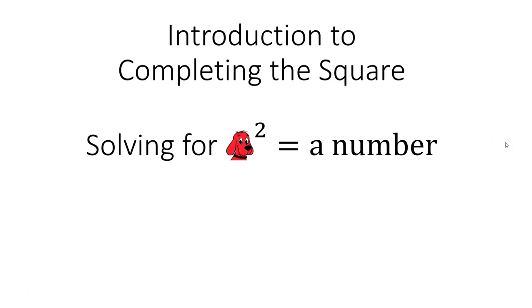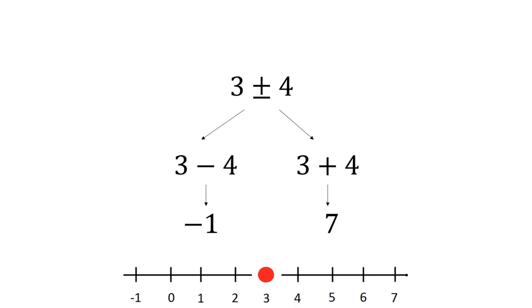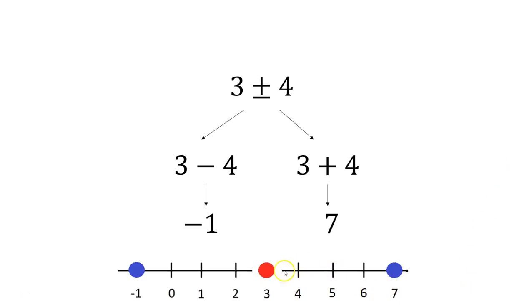As we build to learning how to complete the square, we're going to look at how to solve for squared things. First, let's review the plus or minus symbol. As we see 3 plus or minus 4, that represents two values: 3 minus 4 and 3 plus 4. They're like terms, so we do need to add them and subtract them to find out what they equal, which is -1 or 7.